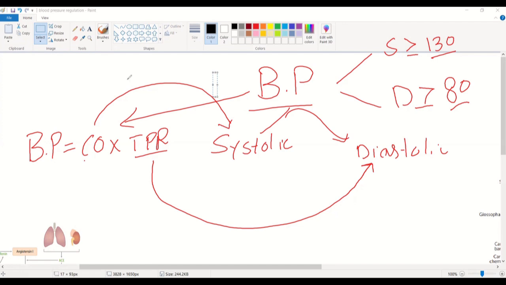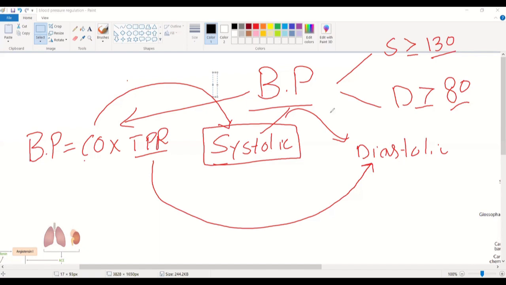If the TPR, the afterload, is increased, it will also affect the systolic blood pressure as well, because in response the left ventricle generates higher pressure and it will generate increased systolic blood pressure.